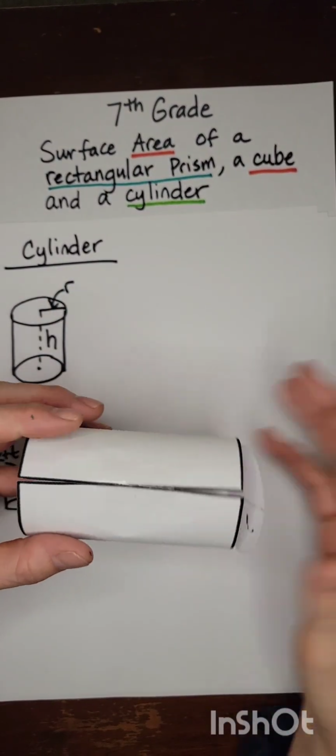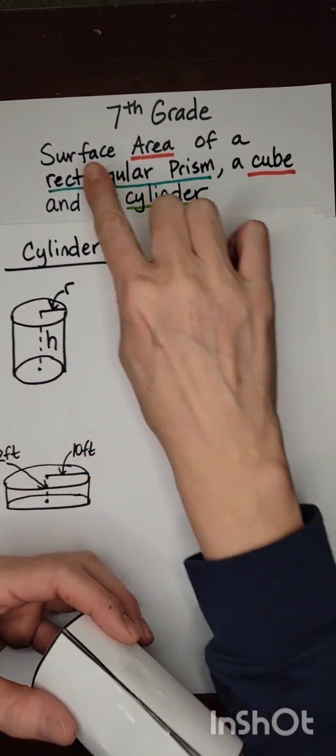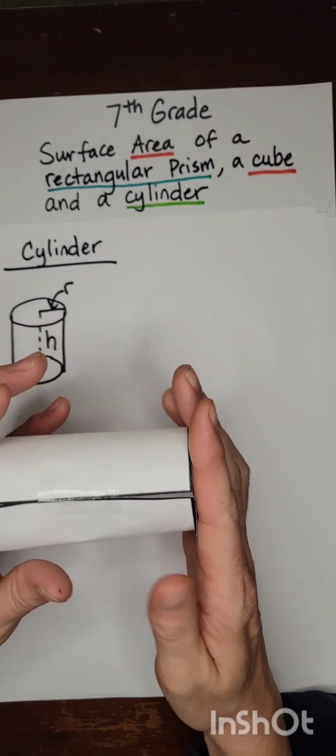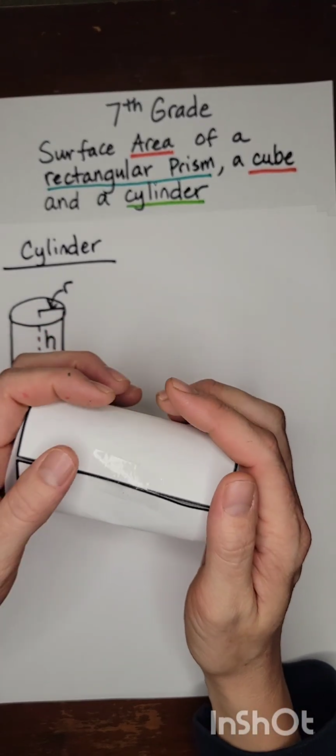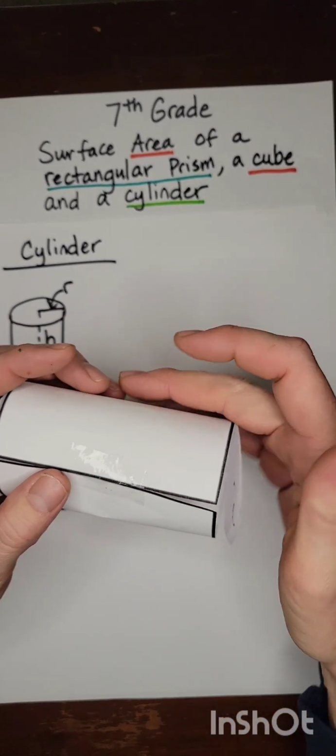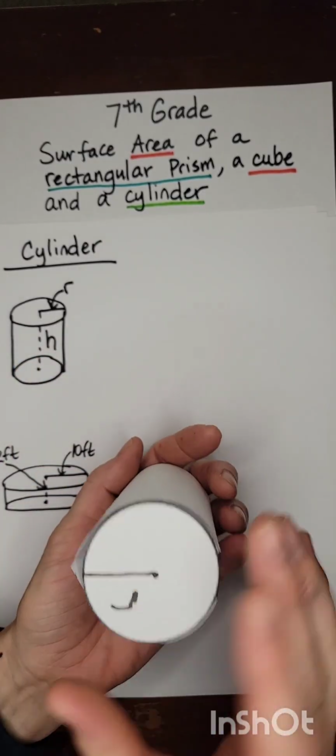The last part of our lesson is looking at a cylinder, or the surface area of a cylinder. Okay, so a cylinder is a 3D shape, but surface area again is a 2D measure because we're looking at just the surface around the outside and the top and the bottom of our cylinder.